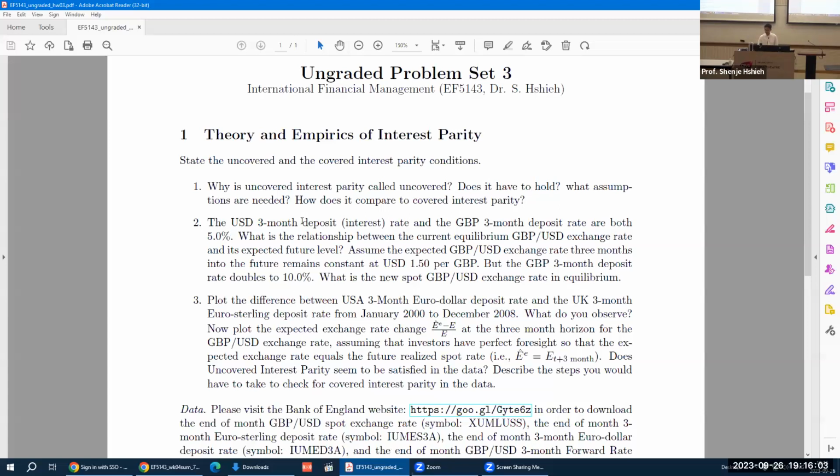And then the second question is just plug and chug, right? I'll give you some numbers, you use the UIP or CIP, and you draw some conclusions based on the equations that were presented to you last week.